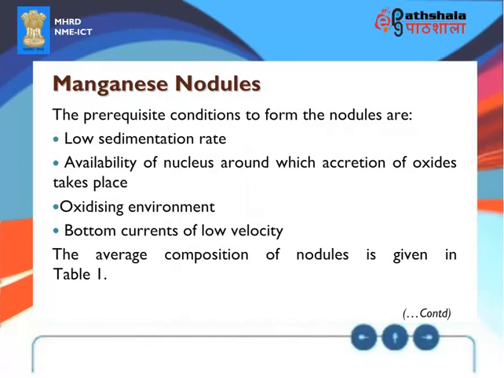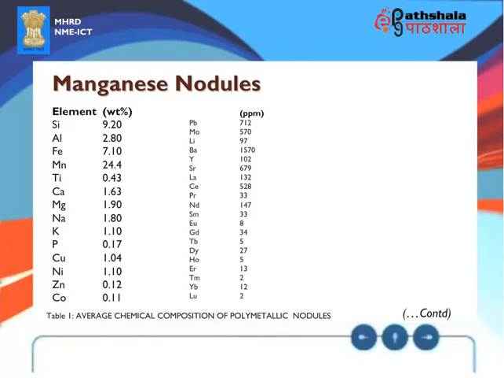Manganese nodules. The prerequisite conditions to form the nodules are low sedimentation rate, availability of a nucleus around which accretion of oxides takes place, oxidizing environment, and bottom currents of low velocity. The average composition of nodules is given in Table 1. You can see in Table 1 the average chemical composition of polymetallic nodules.